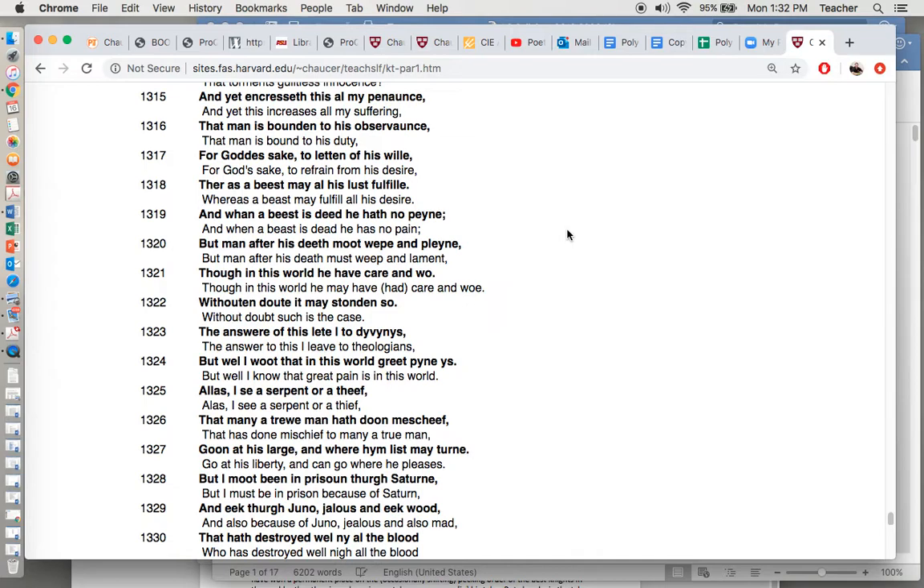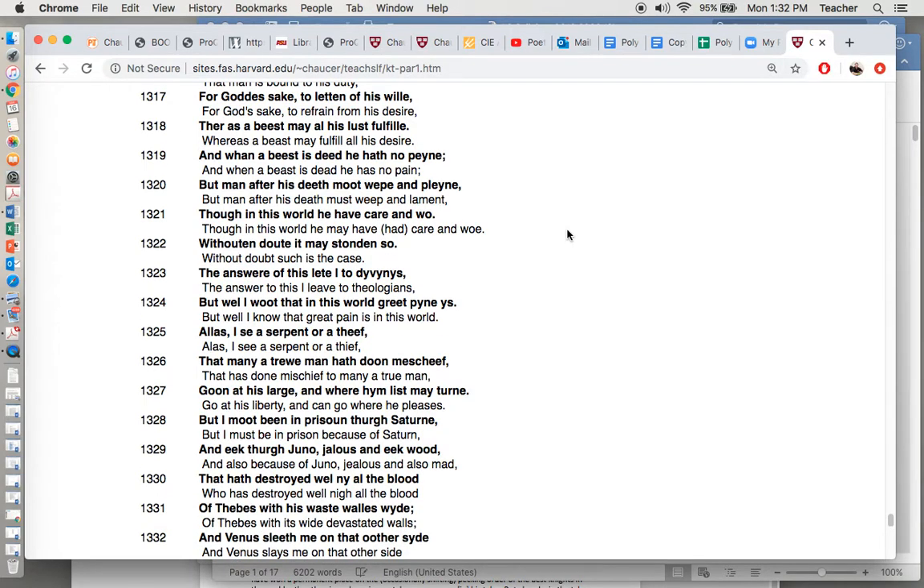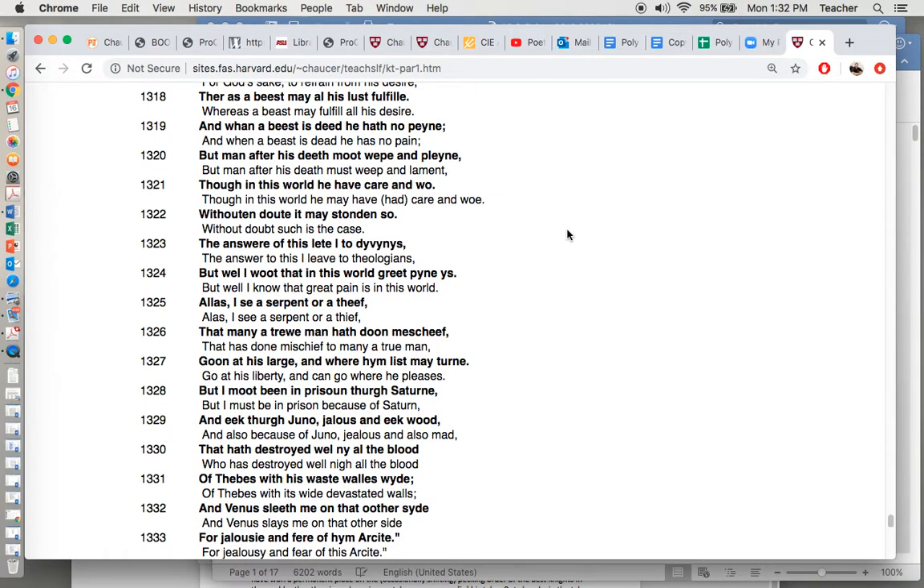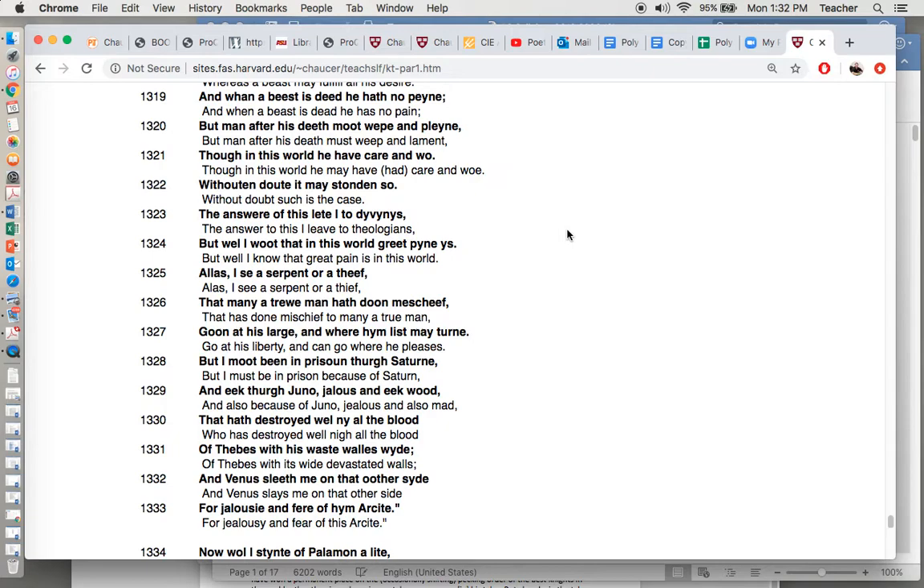Divines, theologians, but well I wot that in this world great pain is. Alas, I see a serpent or a thief, that many a true man hath done mischief, go at his large and where him list may turn, but I must be imprisoned through Saturn, and eke through Juno jealous and eke wood, that hath destroyed well nigh all the blood of Thebes with his waste walls wide, and Venus slayeth me on the other side for jealousy and fear of him Arcita.